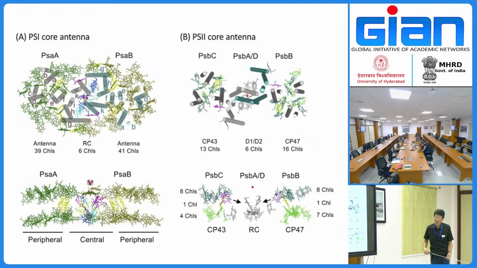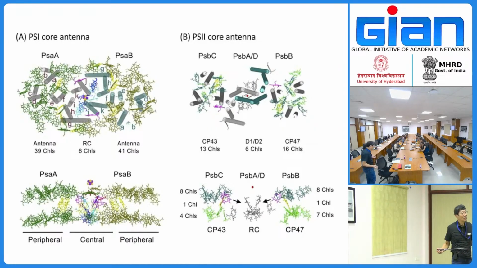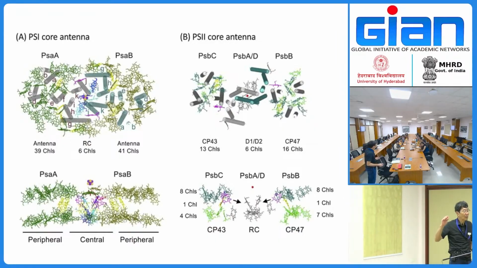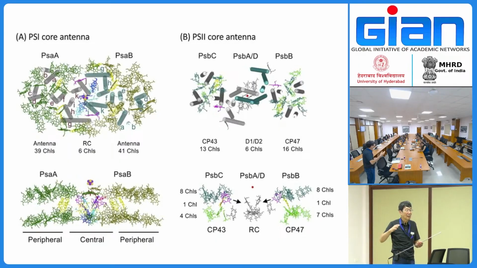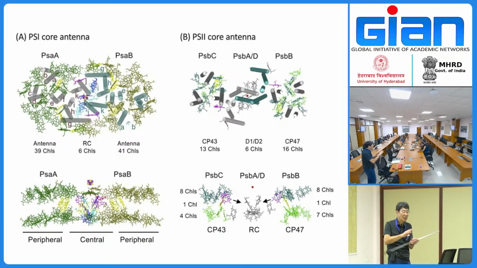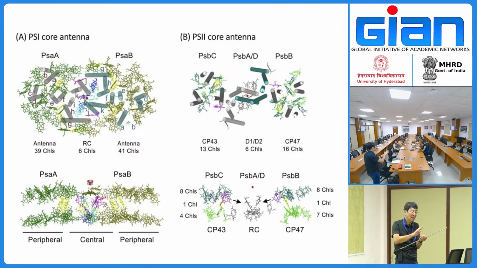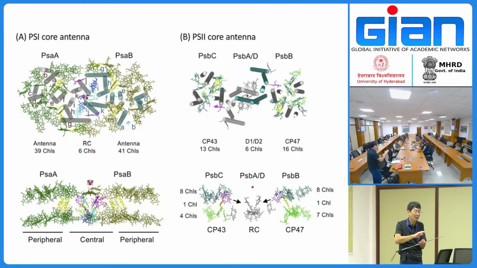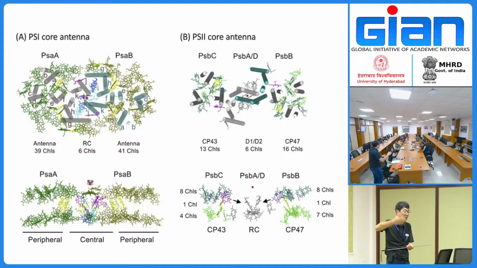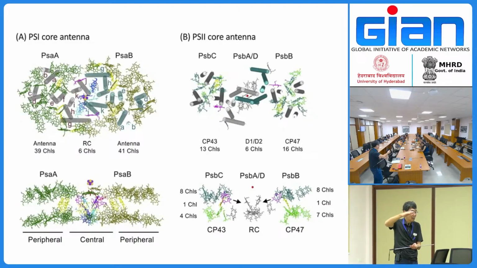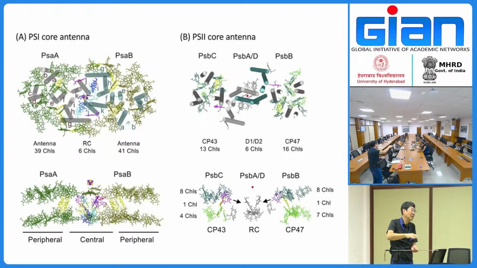Okay. So, as I told, if you remember, in LHC2, the structure, I told that the pigments, chlorophylls appear to be distributed more evenly. But if you look at the section of the structure, the chlorophyll is concentrated on the stroma side and luminal side, but there is less chlorophyll in the center.